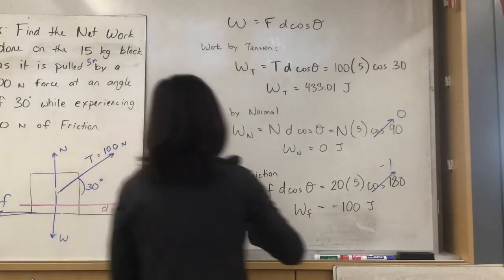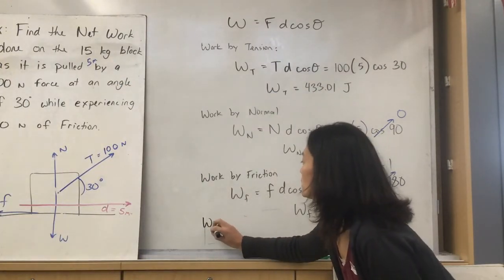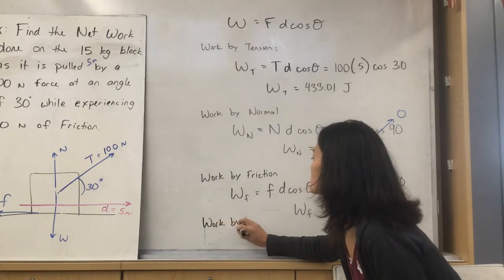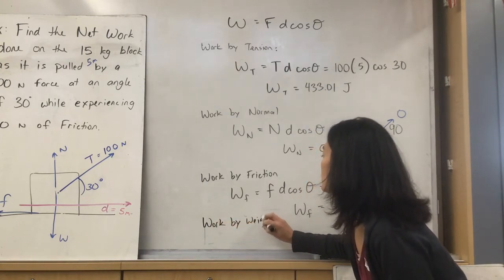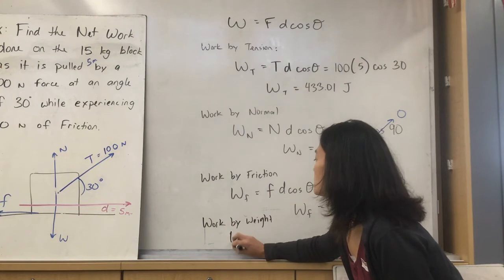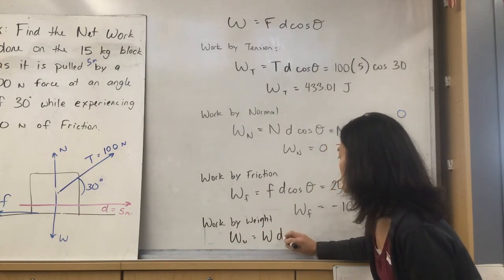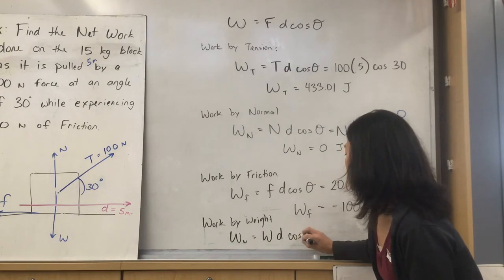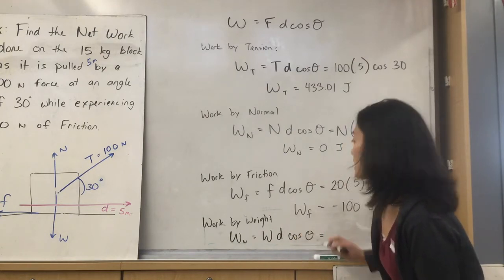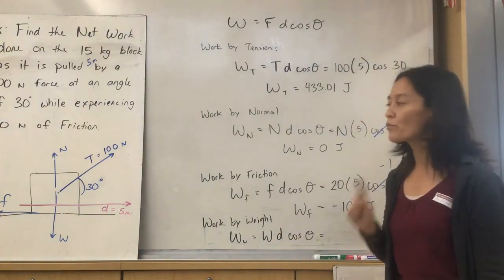Oh, I think I can do this down here, because it's easy. Work by weight. This is going to be W_W equals W D cosine of theta. And again, this is very similar to the normal force.